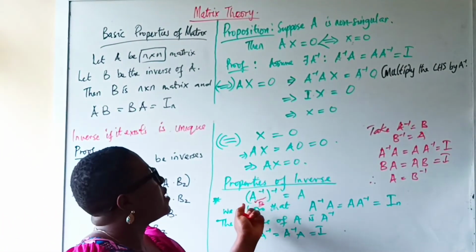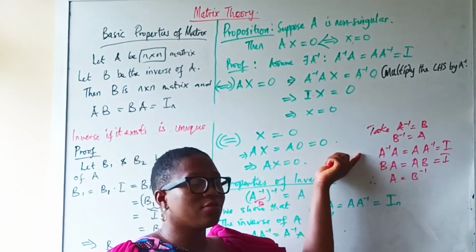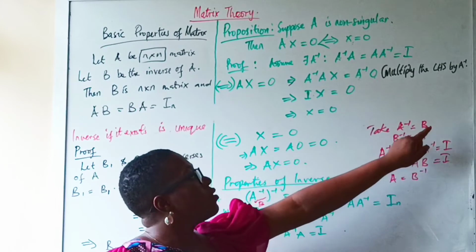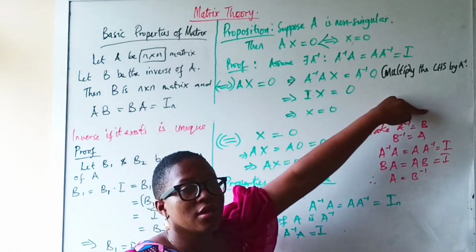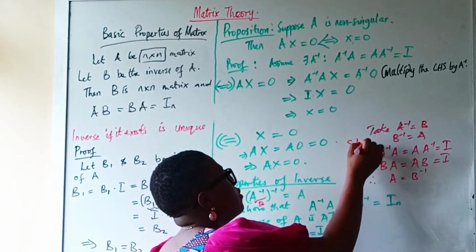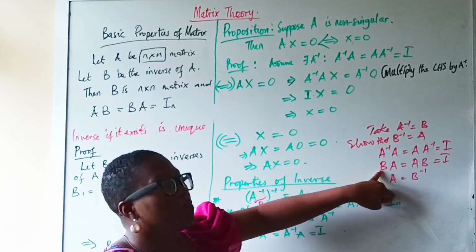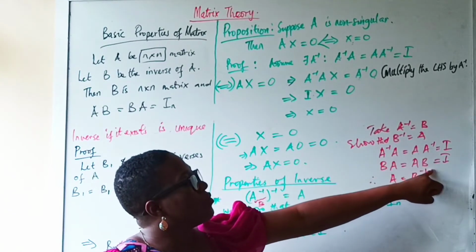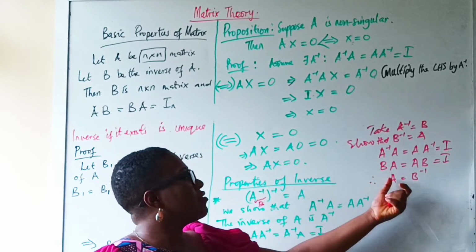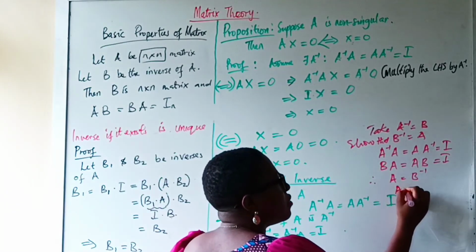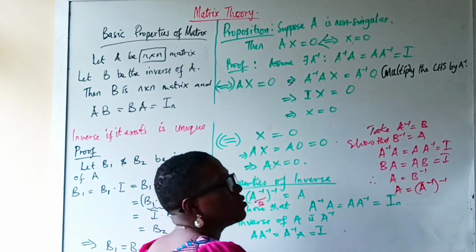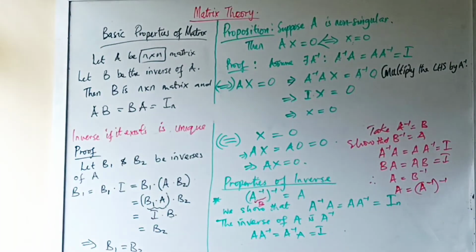We know that the inverse of A is A inverse, so by definition we have this happening. But we define A inverse to be B. So anywhere I see A inverse, I put B. Then that means that A is equal to the inverse of A inverse, which is B inverse. That's what it means. It's equal to I.